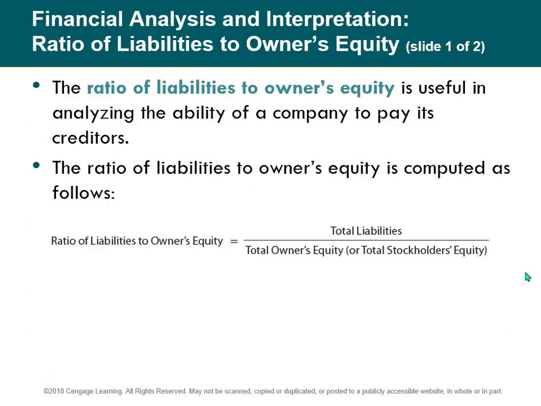So this is the ratio of liabilities to owner's equity, and it's literally that. So it's total liabilities divided by total owner's equity. Sometimes if it's a corporation, it's stockholders' equity. So it's just liabilities divided by equity, okay? And that will give us an indicator of how much risk we have in a company.